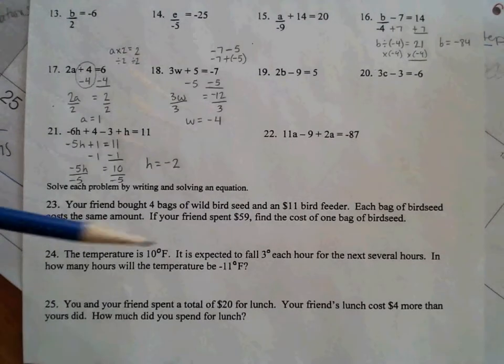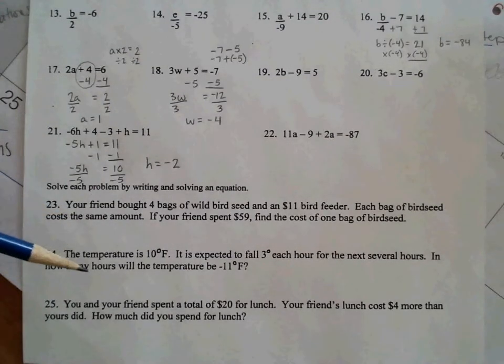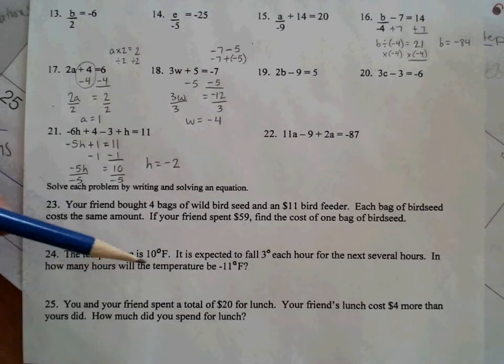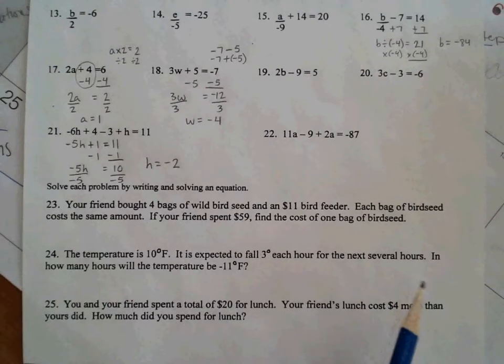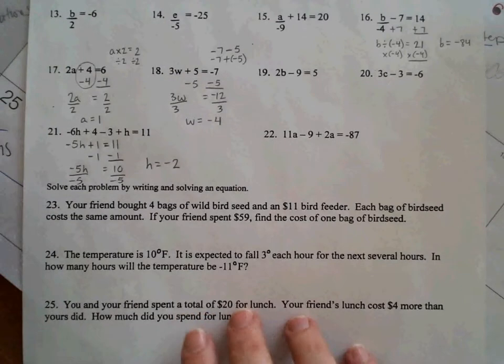Now, let's check out how we can incorporate some of these word problems down here. I'm going to jump to 24 and look at that one. It says the temperature is 10 degrees Fahrenheit. It is expected to fall 3 degrees each hour for the next several hours. And how many hours will the temperature be negative 11? So let's talk about how we set this up. So over here, it's 10 degrees.